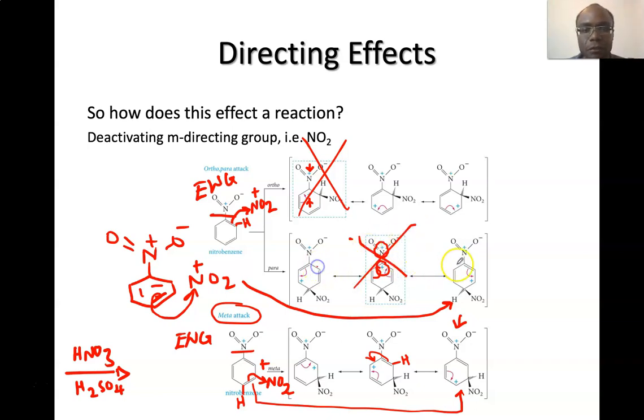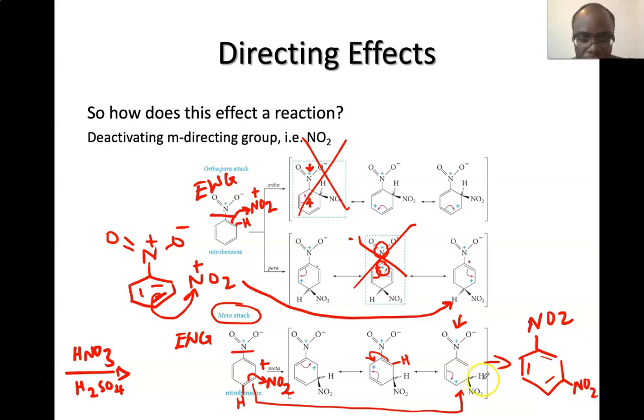So you're only left with two valid structures, but with meta substitution, all three are valid. So that's why whenever you have electron withdrawing groups, the electrophile will want to go meta. So in this case, the product would have been, of course, your original NO2 will be there, and then the one that was added after the reaction will be on the meta position.